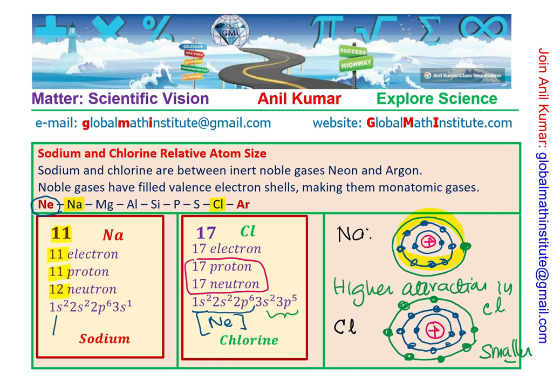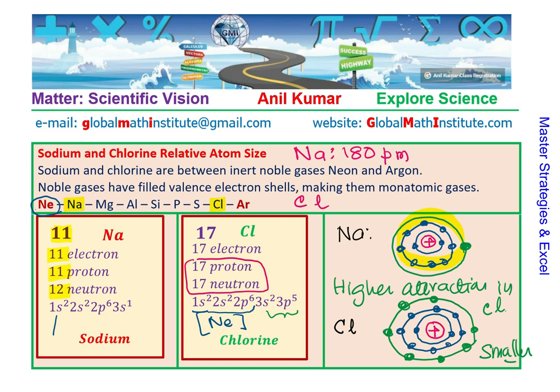So these distances which we're talking about are very, very small distances. Let me give you an idea of the distance of this atomic radius. So when it is sodium, the atomic radius is almost 180 picometers. When it is chlorine, it is around 100 picometers. So you can see that the atoms of sodium are larger than that of chlorine.